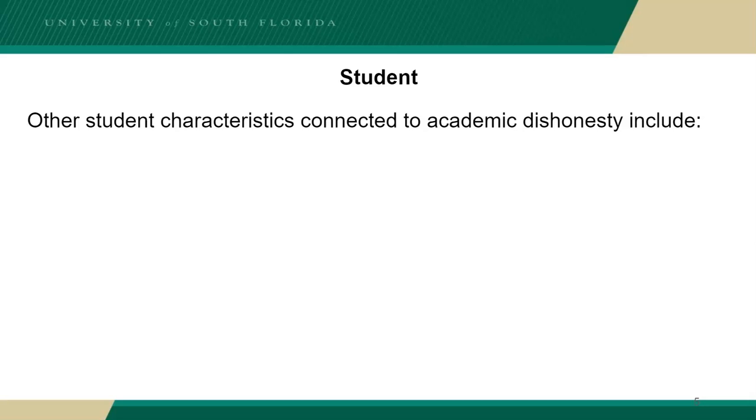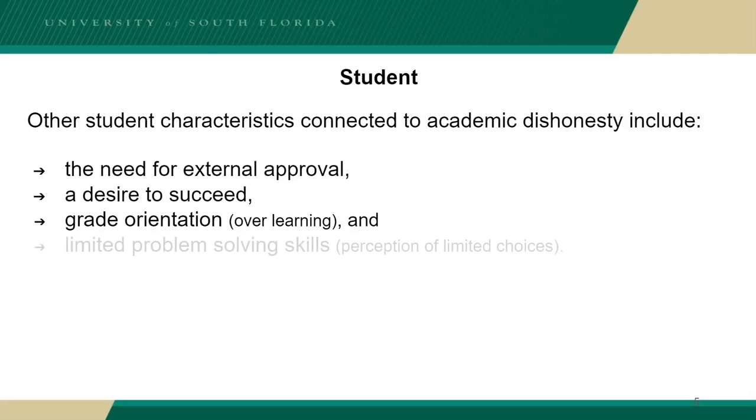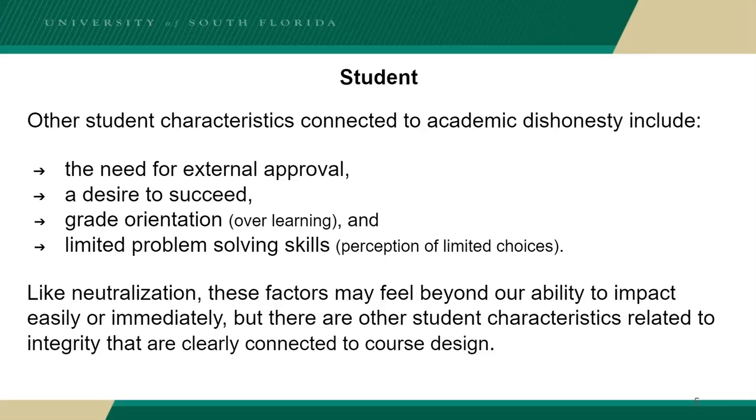Other student characteristics connected to academic dishonesty include the need for external approval, a desire to succeed, grade orientation, and limited problem-solving skills. Like neutralization, these factors may feel beyond our ability to impact easily or immediately, but there are other student characteristics related to integrity that are clearly connected to course design.